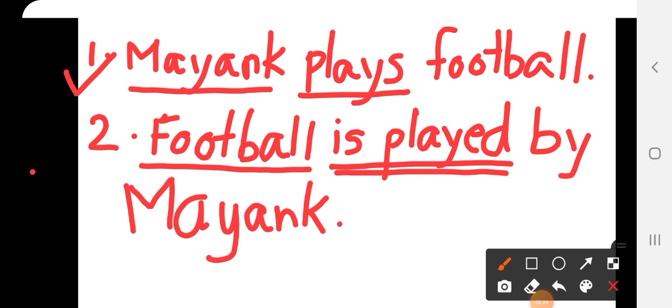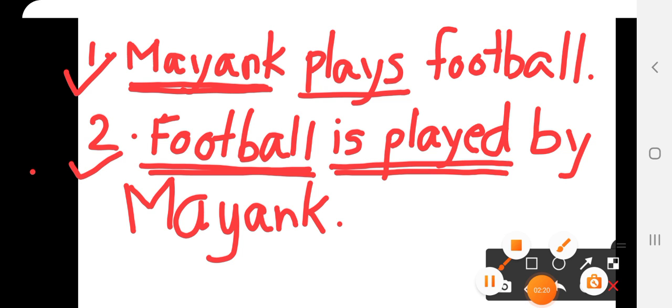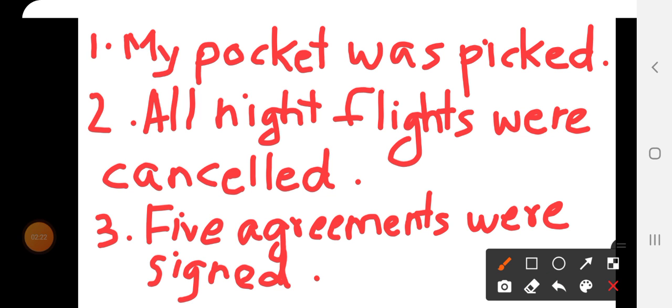Sentence 1 begins with Mayank. The emphasis is on Mayank. In the second sentence, the emphasis is on football. It is more natural to use the active voice. Besides, sentences written in the active voice are shorter and more elegant. But there are some situations in which we need to use the passive voice.